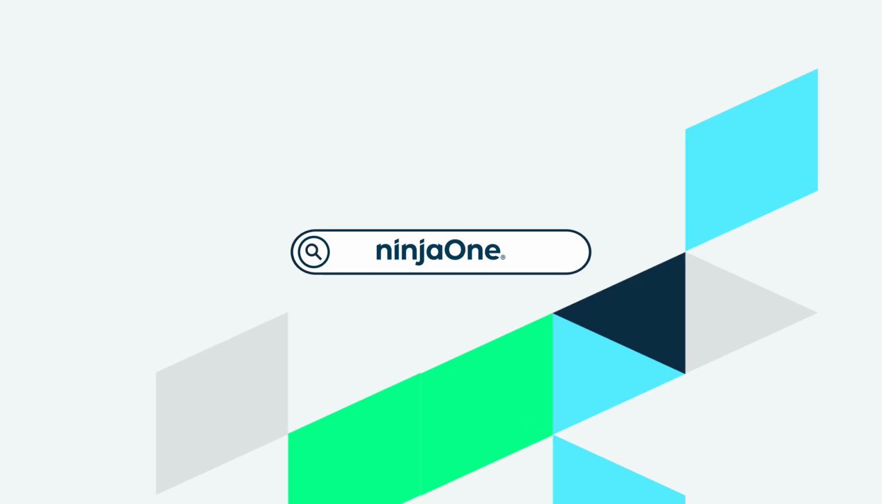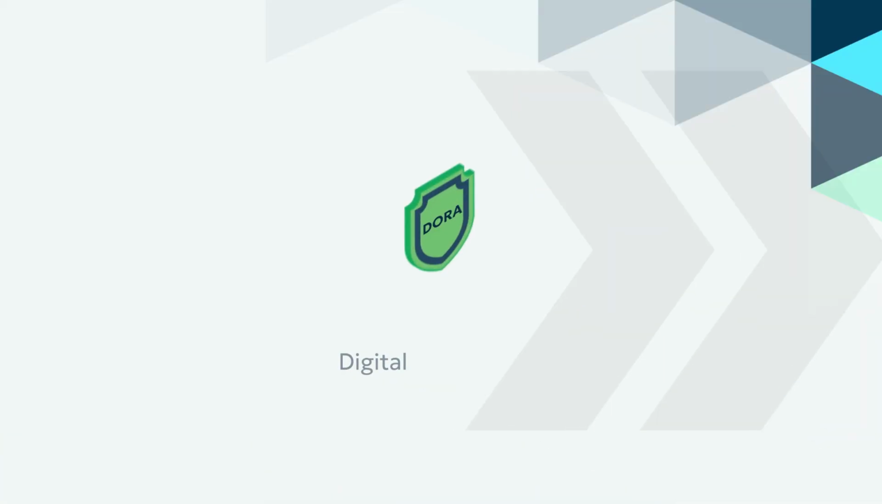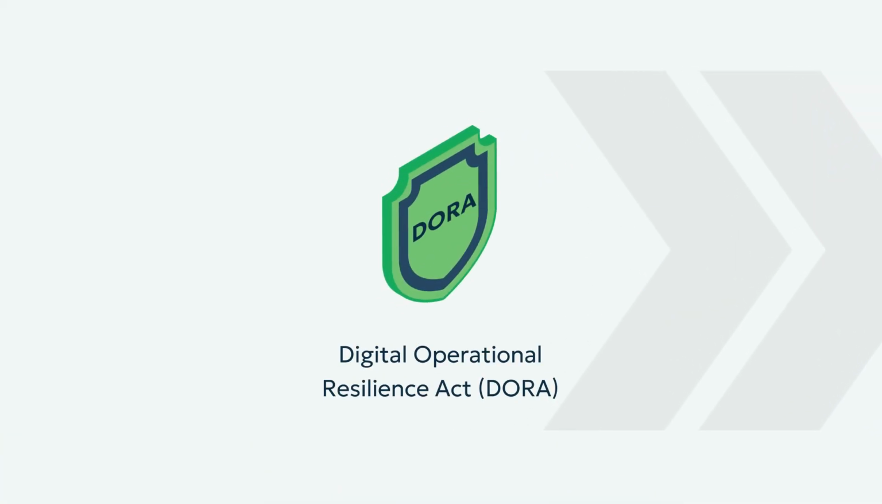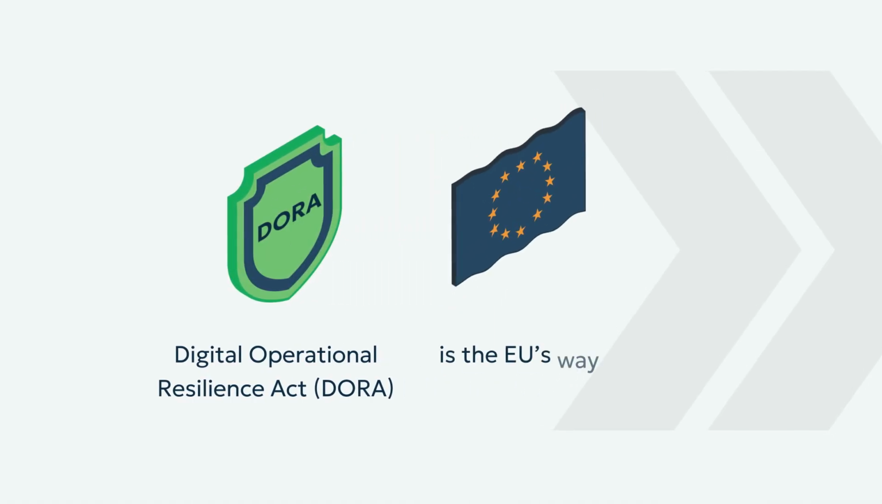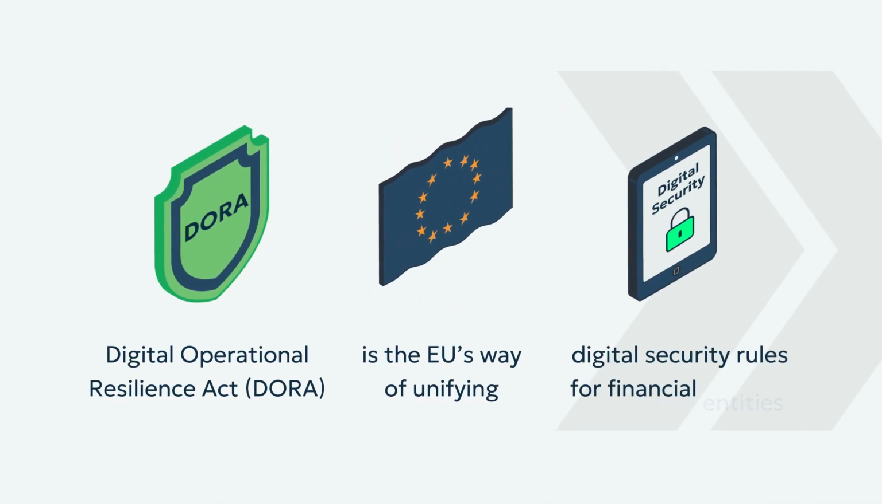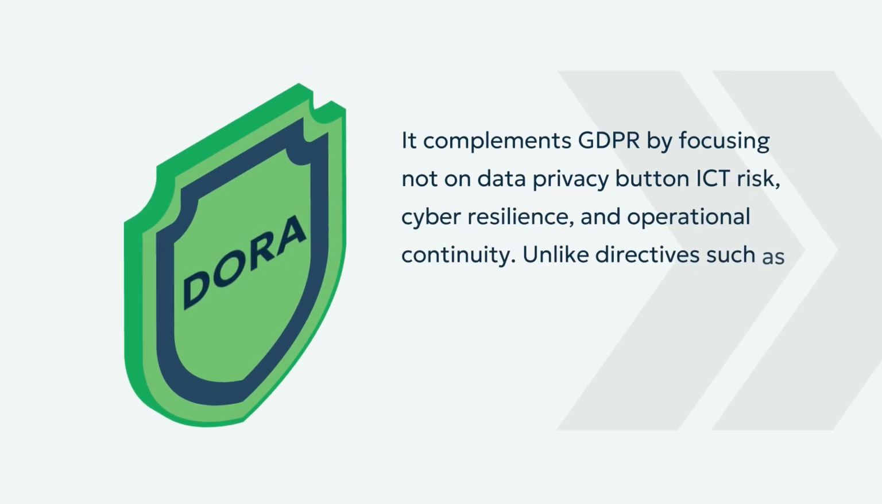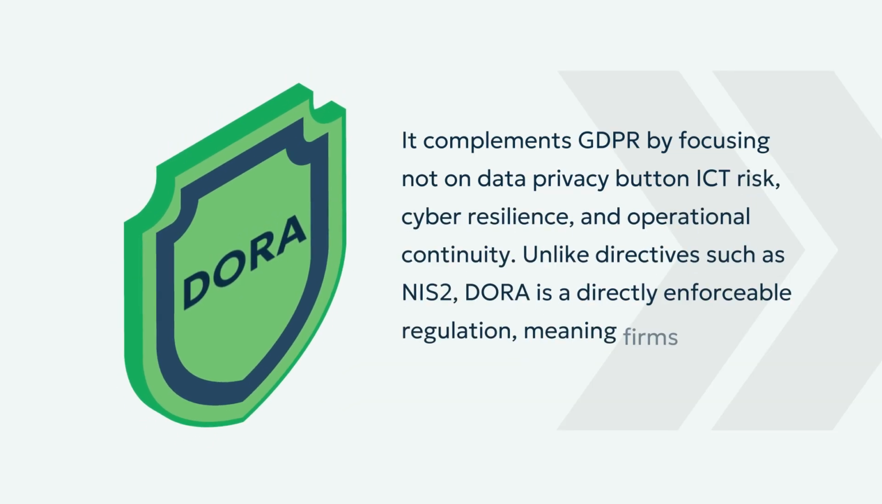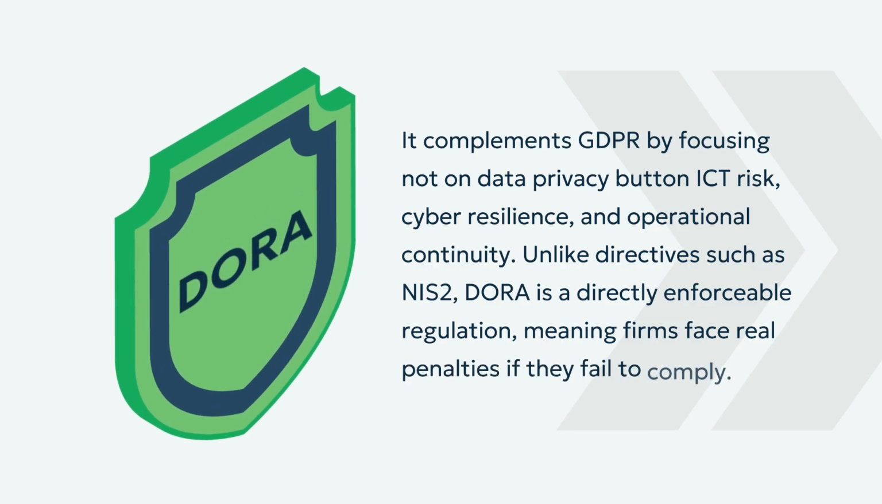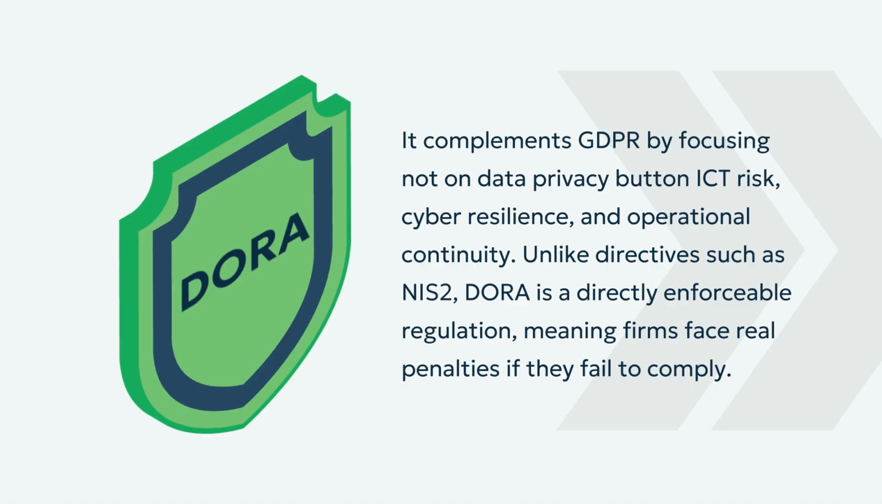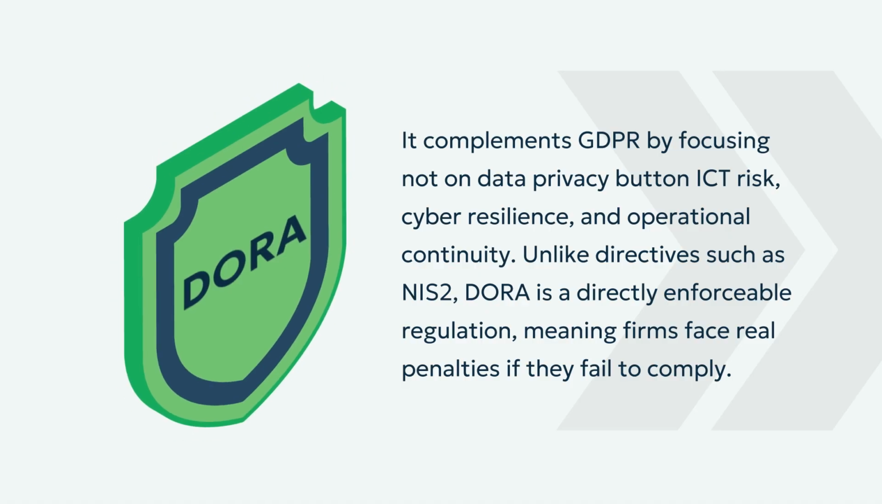What is DORA? The Digital Operational Resilience Act, DORA for short, is the EU's way of unifying digital security rules for financial entities across its member states. Think of it as GDPR's sibling, but instead of protecting data privacy, DORA focuses on digital resilience, ICT risk, and operational continuity. Unlike directives like NIS2, DORA is an enforceable regulation. That means real consequences for non-compliance.